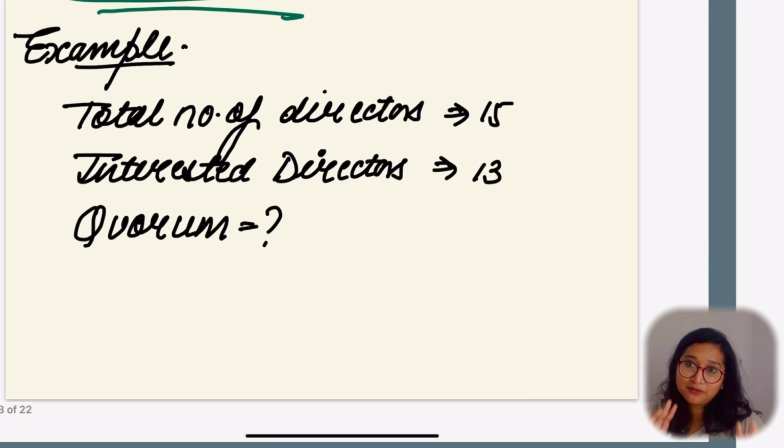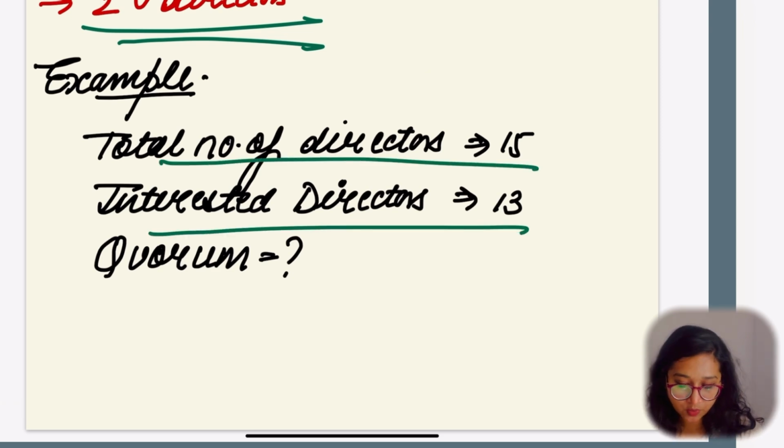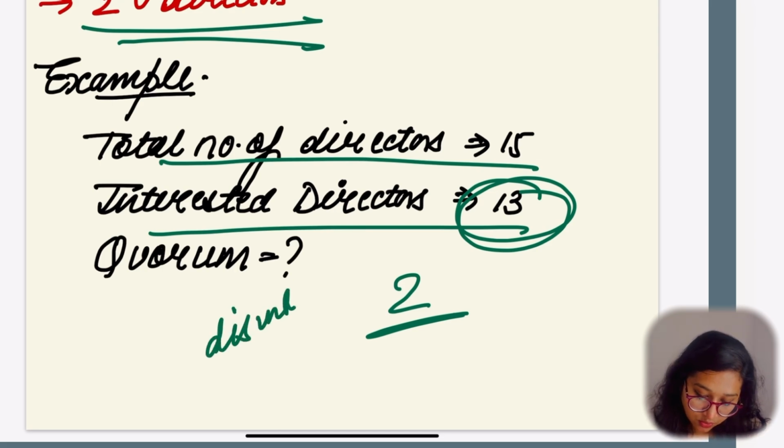Let's go for an example first. Here's the example where the total number of directors is 15 in number. Interested directors are 13 in number. Interested directors under section 184 are 13 in number. So remaining are 2. Disinterested directors are going to be 2, right?